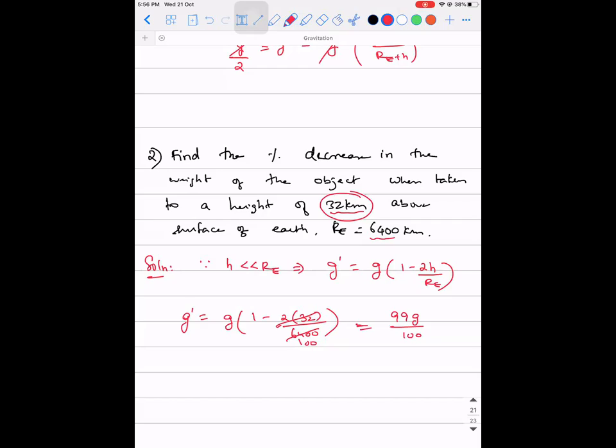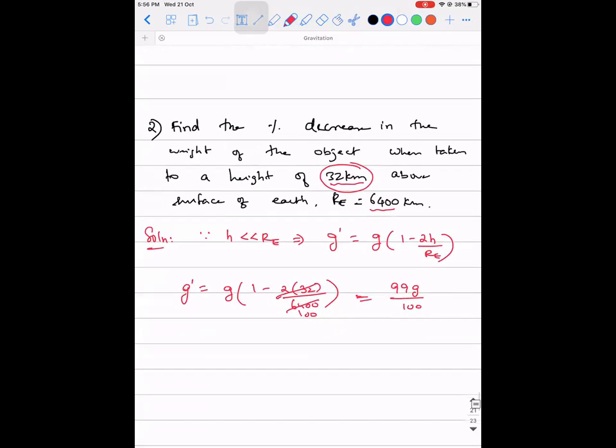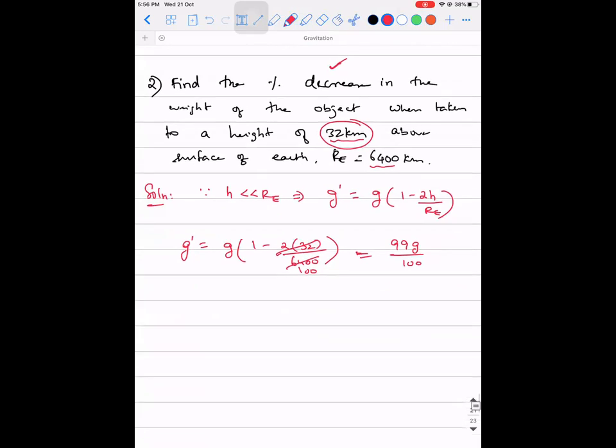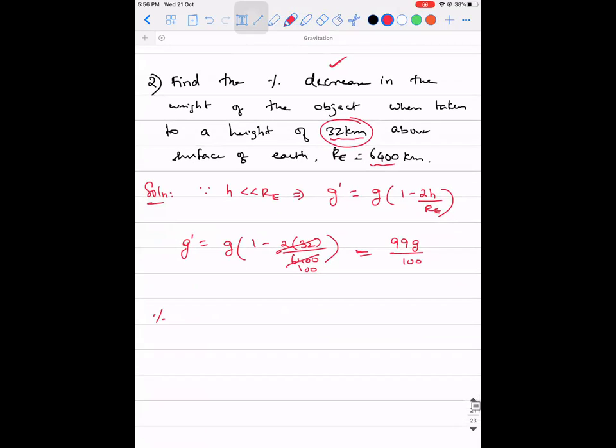So G dash at a height of 32 kilometers is almost 100% G. It is only 99 by 100, which is 0.99 times G. You're able to understand. So there is not a very great difference. But what are they asking? Find the percentage decrease in weight. So write down the formula. Percentage change is given as final minus initial divided by initial into 100.